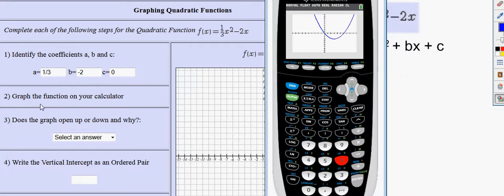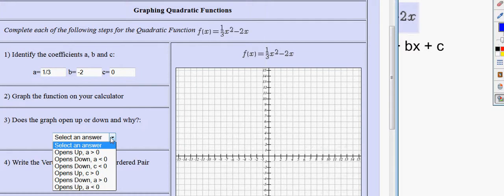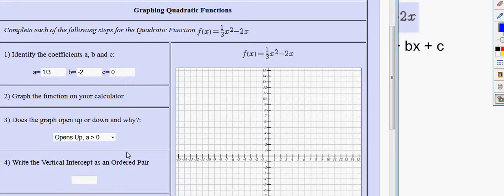It asks on number 3, since I'm done with 2, I graph the function, does the graph open up or down? Well, it certainly opens up, like the regular letter U in the alphabet. And the reason it did that is because our a was positive. In fact, our a was 1/3. Whenever your a value is positive, you're going to get a parabola that opens up. So it opened up because a was bigger than 0. A being bigger than 0 is just another way of saying a is positive.